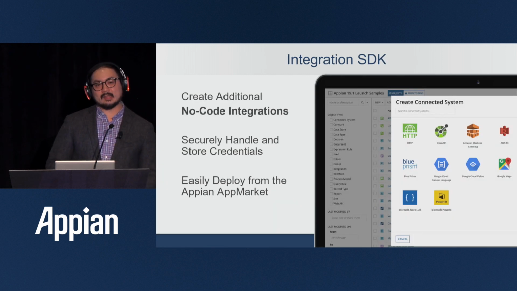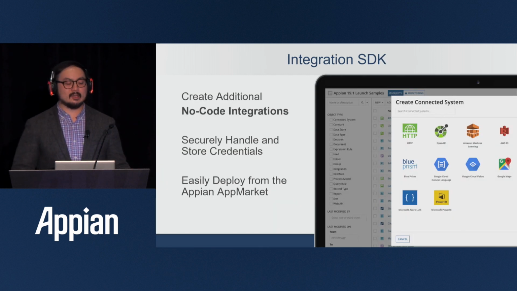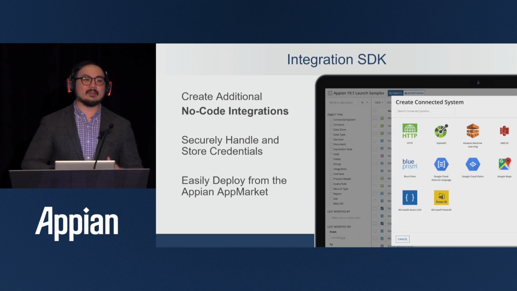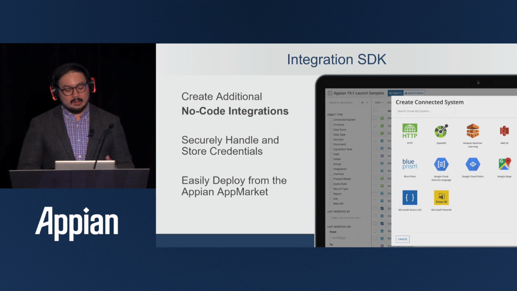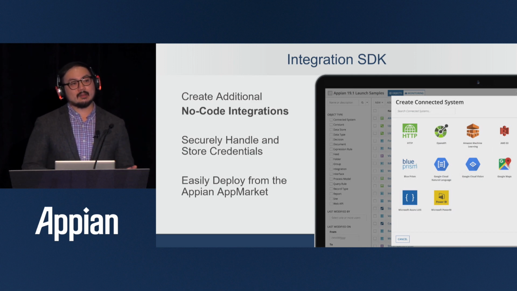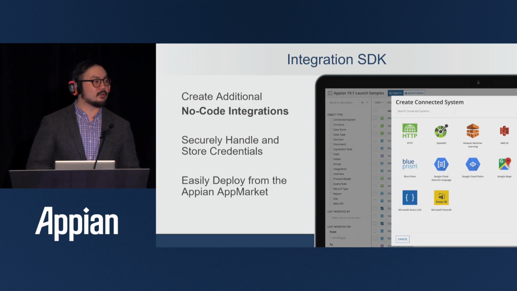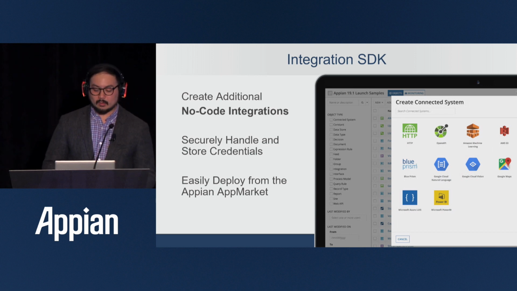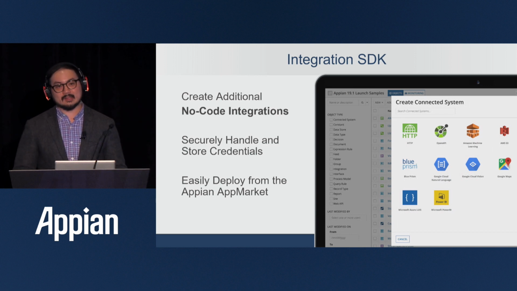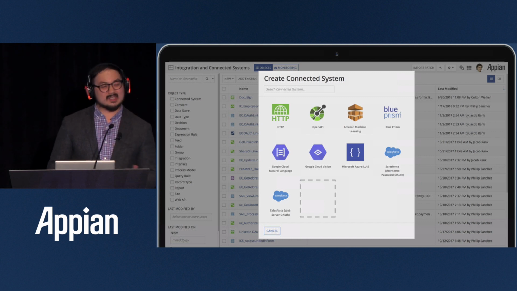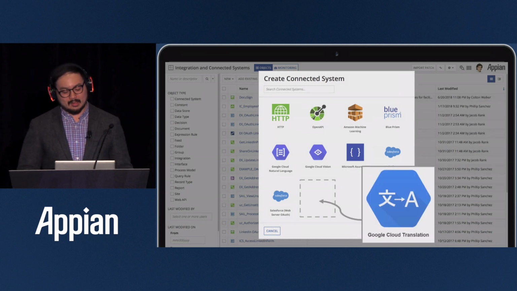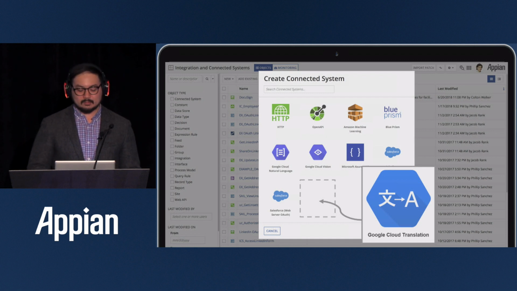So the next thing I want to talk about is the integration SDK. This was released a little while ago, but I want to re-emphasize some of the importance that it brings to the Appian platform. So with the integration SDK, you can create new connected systems, and you can also create custom components. So for the connected system example, look here, we have your connected systems, but there's something missing, something you want. Say you want that Google Cloud translation. Well, you can get that with the integration SDK.